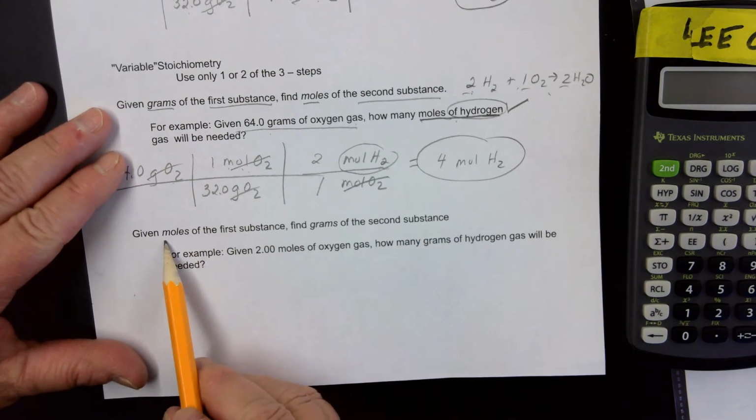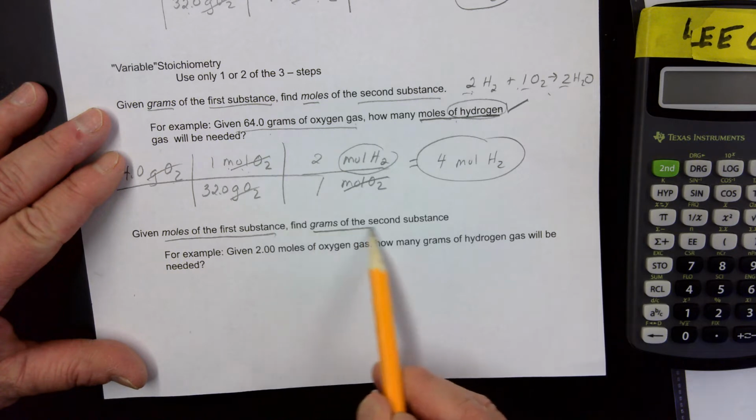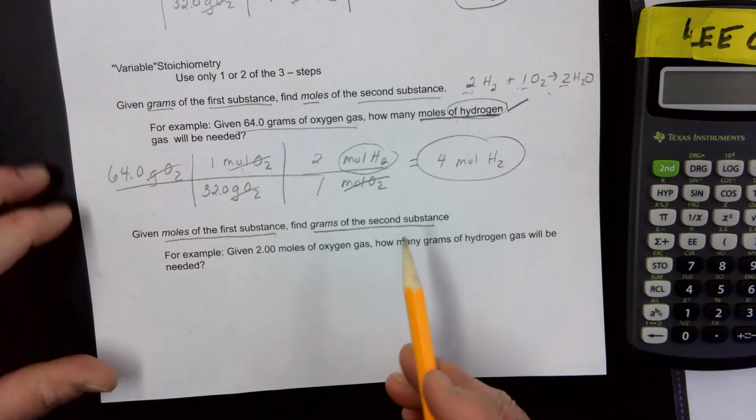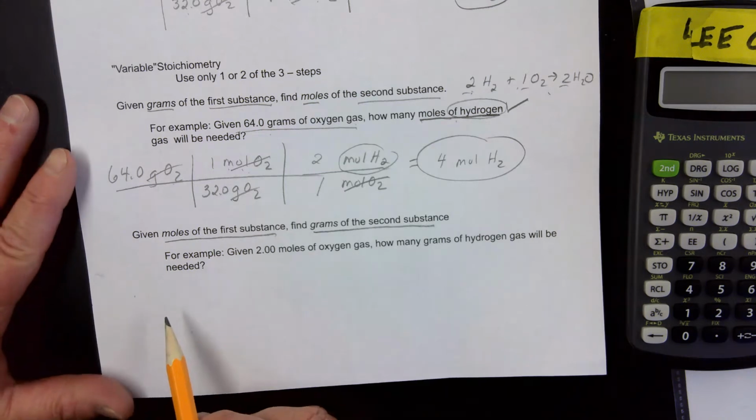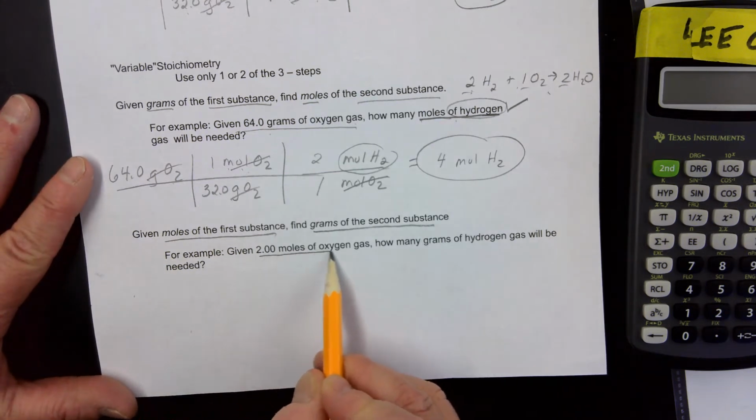If I give you moles of the first substance and ask you to find grams of the second substance, let's see how that changes the problem. So I'm given 2 moles of oxygen gas.